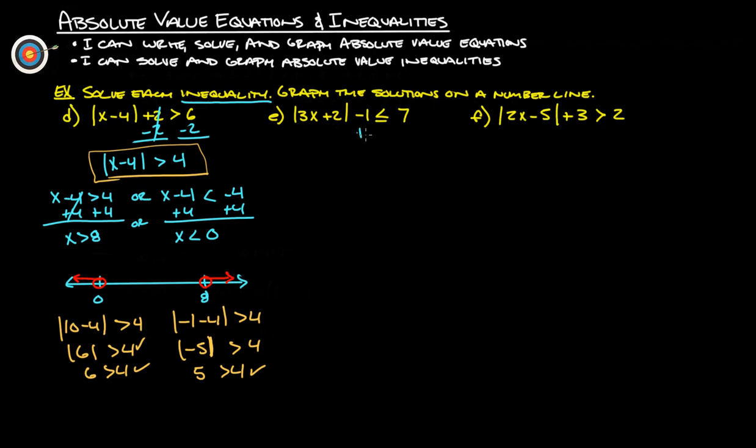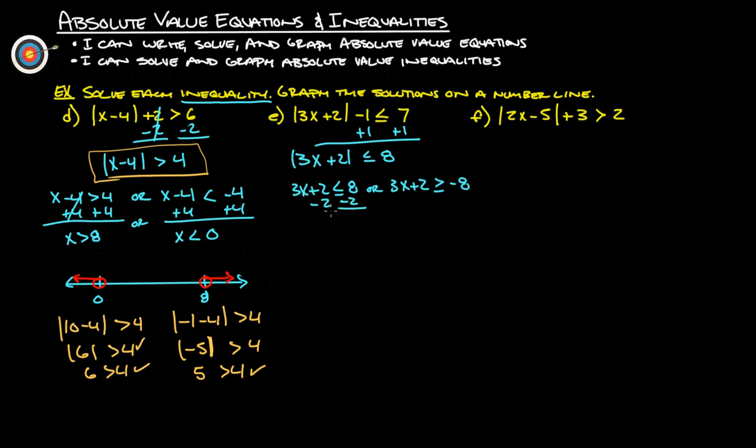Let's see. First thing, add 1 to both sides. 3x plus 2, absolute value of, is less than or equal to 8. So now we're going to split it up. So we got 3x plus 2 is less than or equal to 8, or 3x plus 2 is greater than or equal to -8. And we solve both of those.